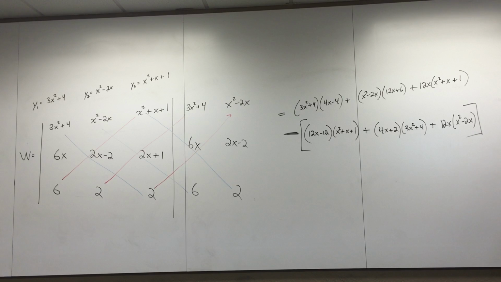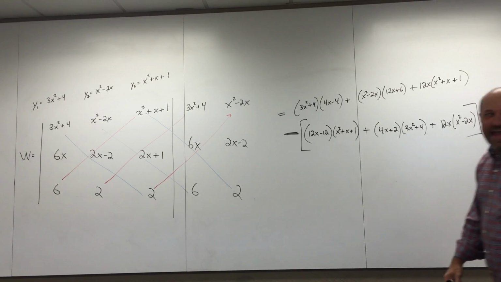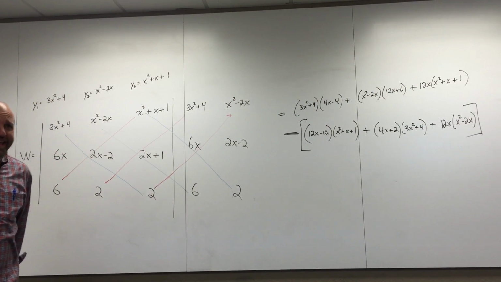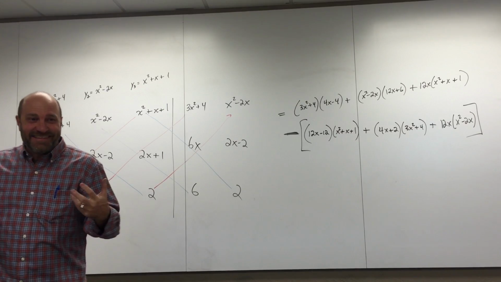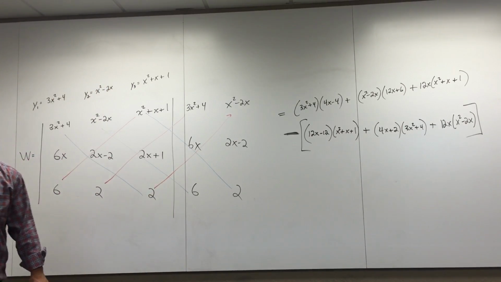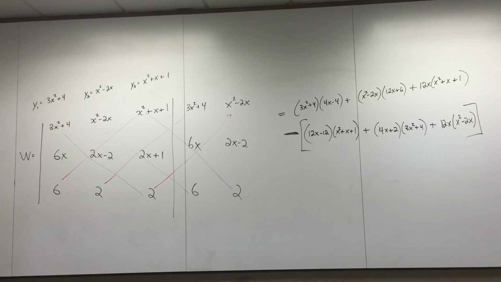So I've got to do a bunch of major foiling, or you do. Somebody does. Combine like terms and add this stuff up and see what we get. If it's not 0, they're linearly independent. If it is 0, I guess they're dependent, huh?